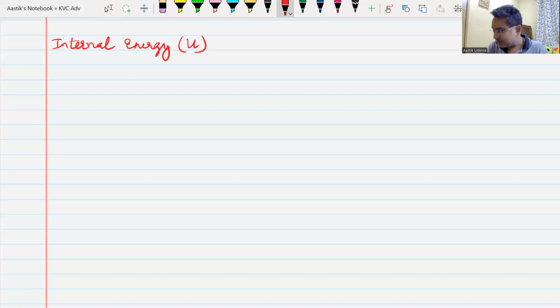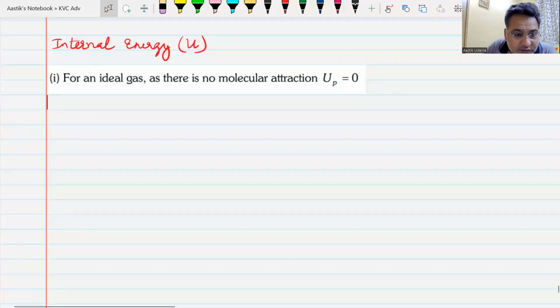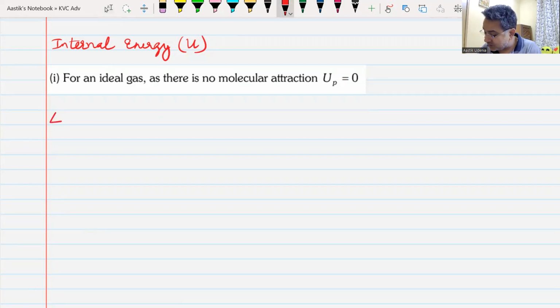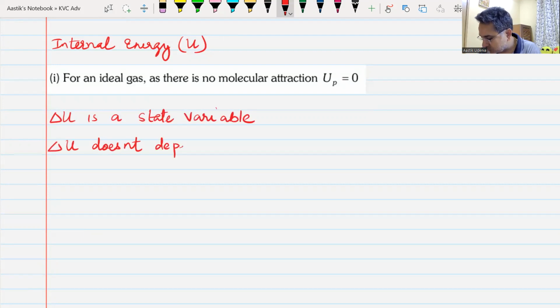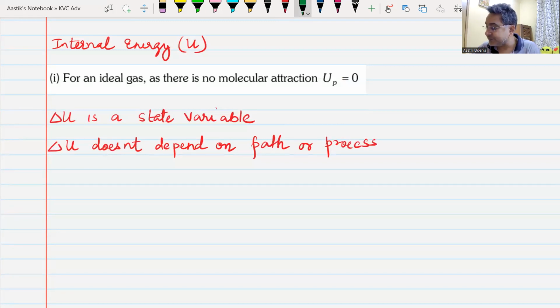Again, just a quick recap: for an ideal gas, internal energy, potential energy is zero. Now, this internal energy or change in internal energy is a state variable. Therefore, change in internal energy does not depend on what? It does not depend on path or process. It is always the same or constant.